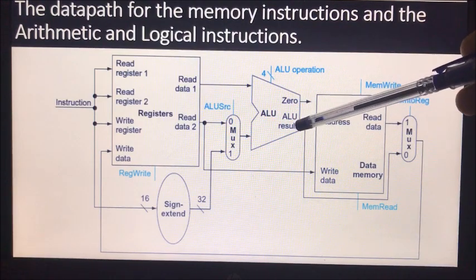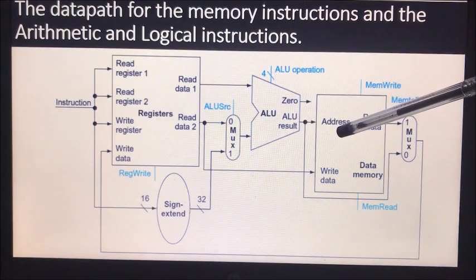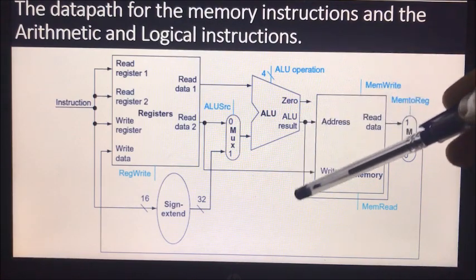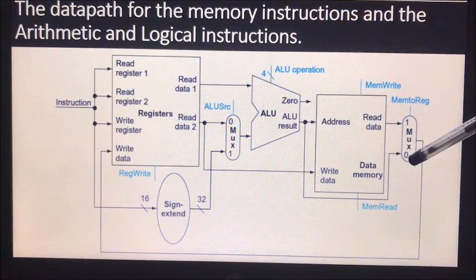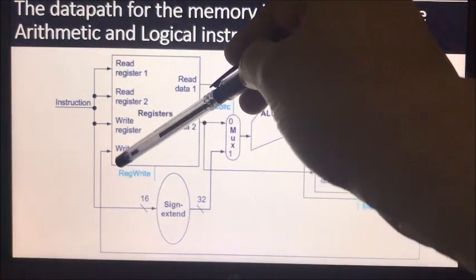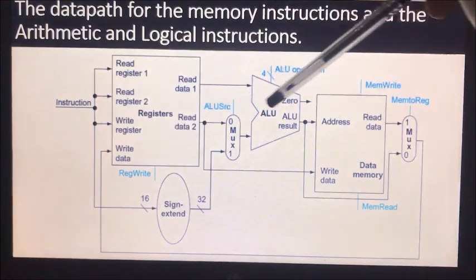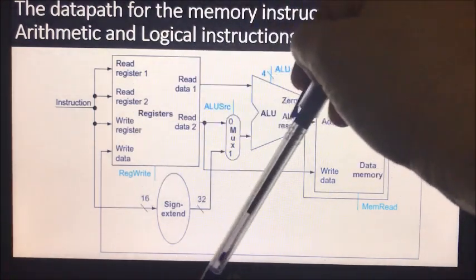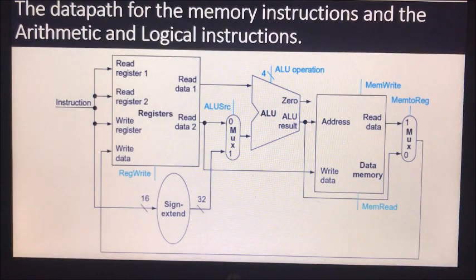So here, instead of giving this ALU result directly to the address input of the data memory, it will also be given as input to the multiplexer here. So memory to register will be selecting the 0th input of the multiplexer, which in turn gives it to the write data. So the output of the ALU operation will be written into a particular register here in the case of arithmetic and logical instructions.